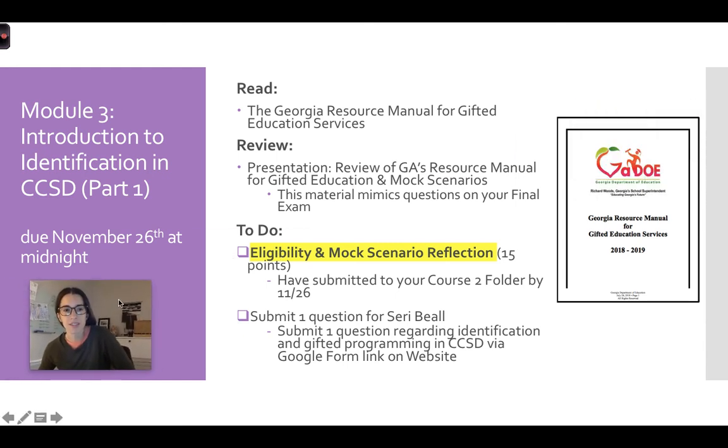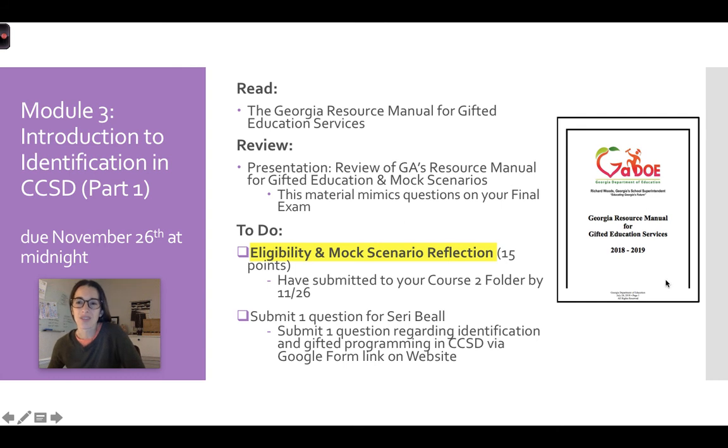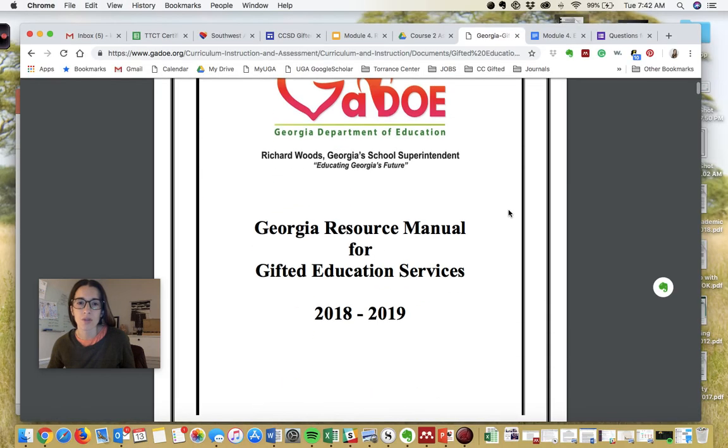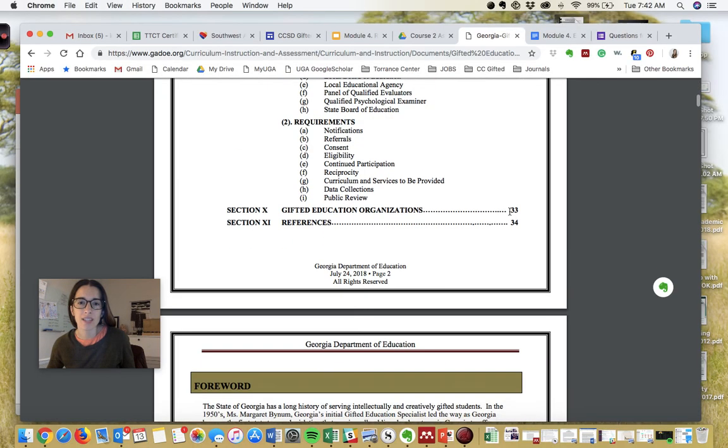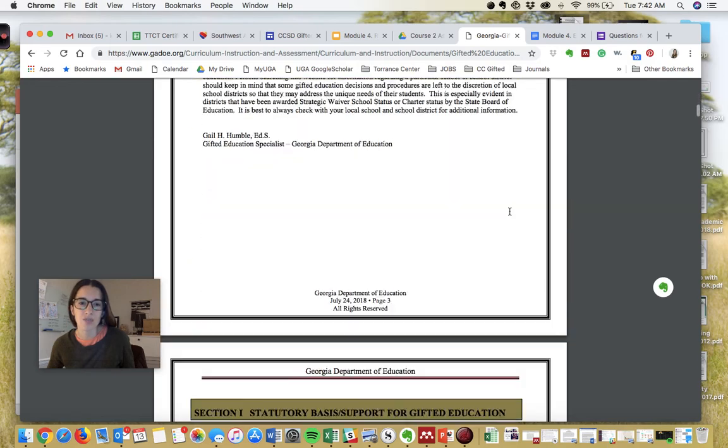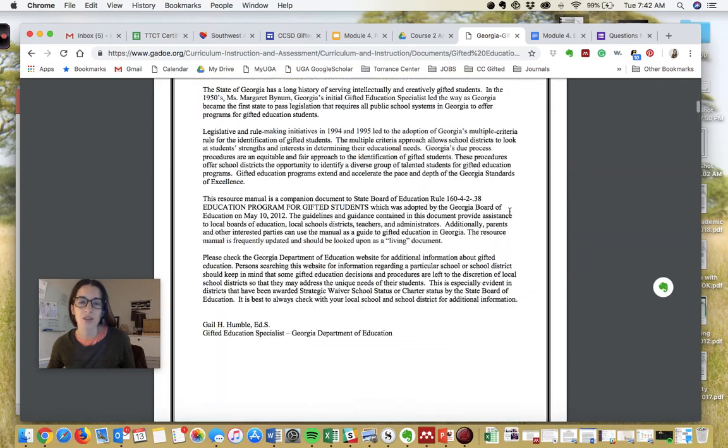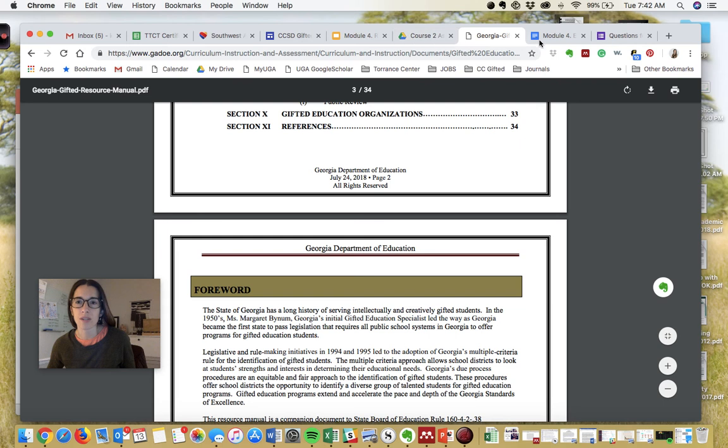I realize my face has been over that Georgia Resource Manual for Gifted Education Services this whole time. I'm going to hop out of this for a moment and direct you to that website. This Georgia Resource Manual, I think it's like 34 pages, but again, just read over it and make sure you know where things are, because that's going to help you during your presentation.